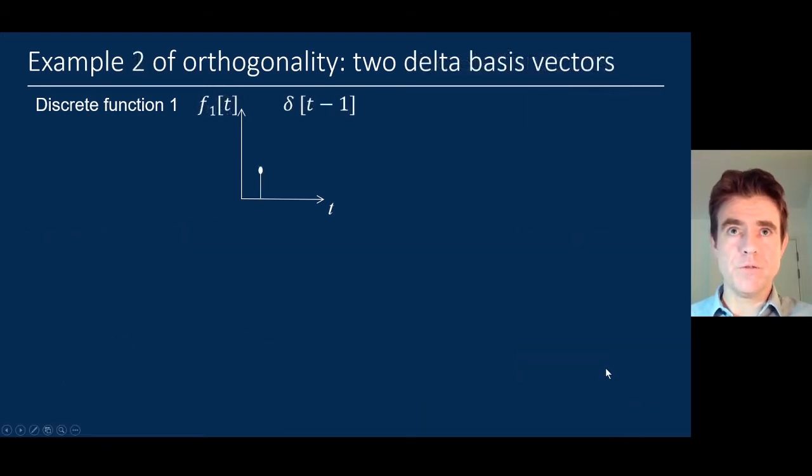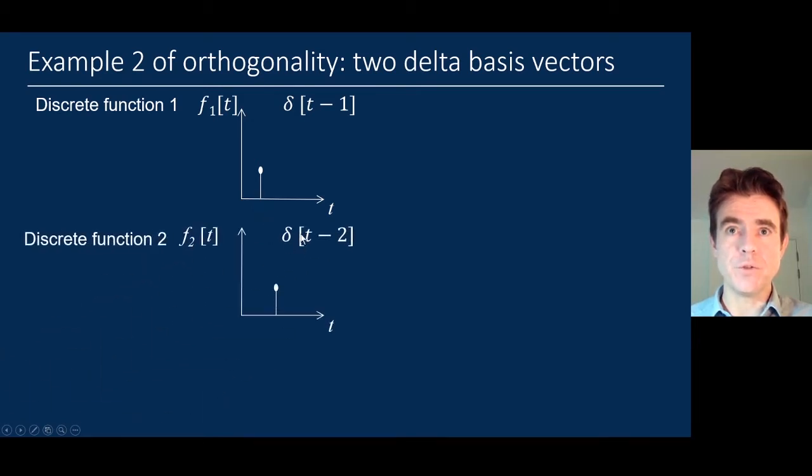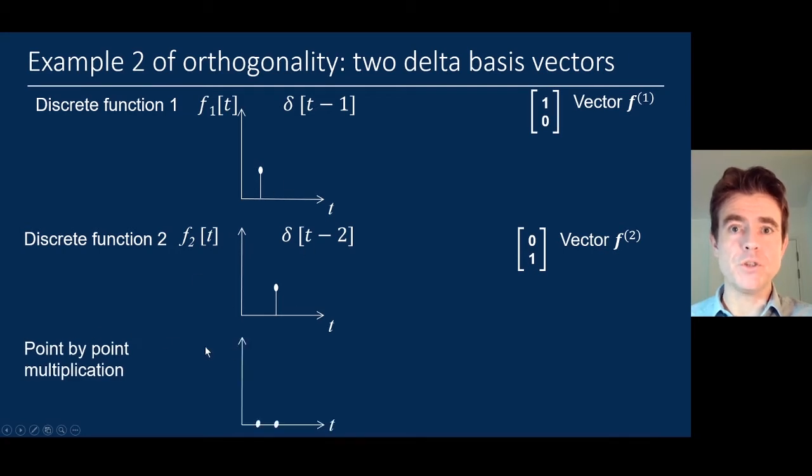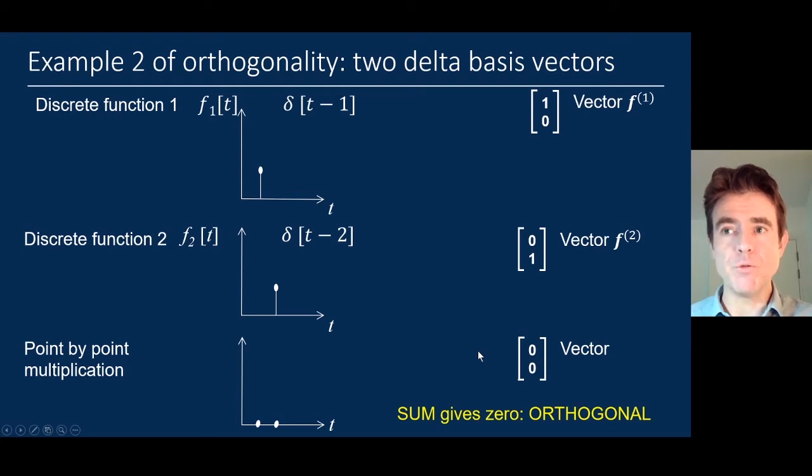Okay, let's look at a very similar case now of 2 delta functions. Here we've got a discrete delta located at time t equals 1. And then we've got a discrete function f2, which is now a delta function located at time t equals 2. So there's a vector for the first delta, a vector for the second delta. We do point by point multiplication. We get a 0 and a 0 because 1 times 0 gives 0, 0 times 1 gives 0. So therefore the output vector is 0, 0. If we sum that up, it gives 0, which means those two delta functions are orthogonal to each other.